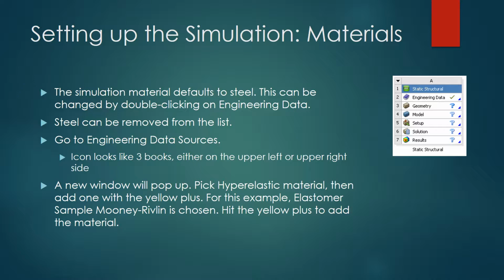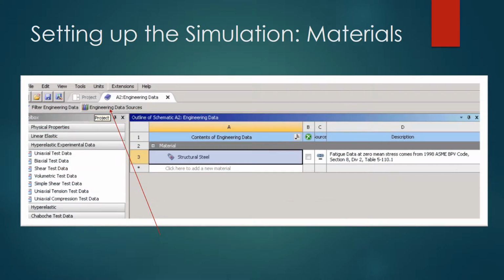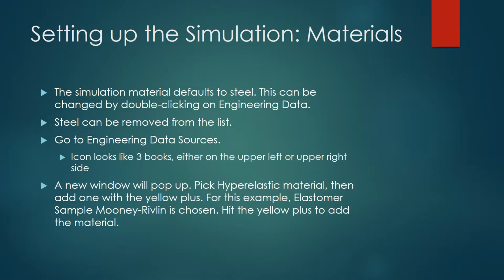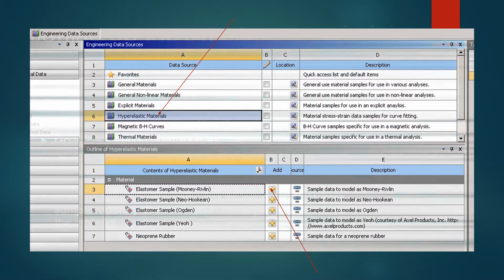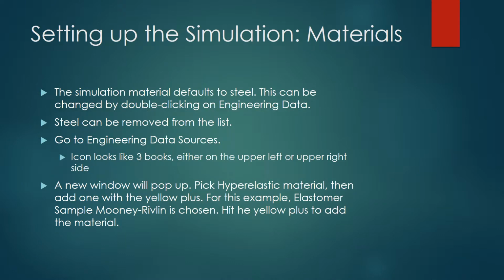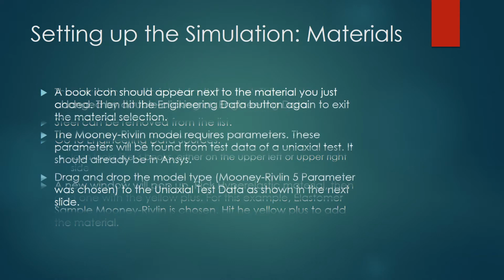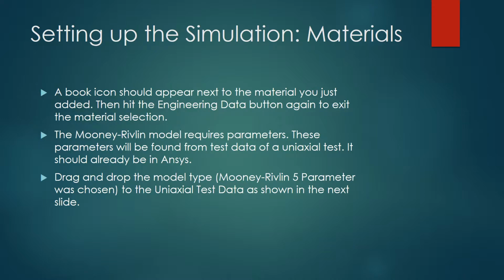First we'll double click on engineering data, a new window will pop up. We'll be able to click on engineering data sources to find hyperelastic materials. We'll click on hyperelastic and you'll be able to find the elastomer sample, and the plus sign adds it to your list of materials you can choose from. You can hit the engineering data button again to exit the material selection and go back.